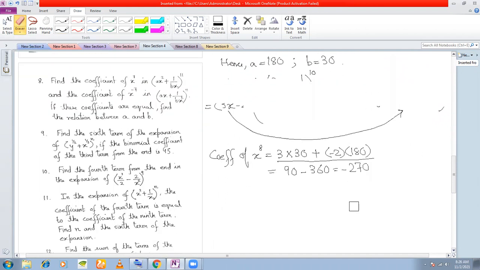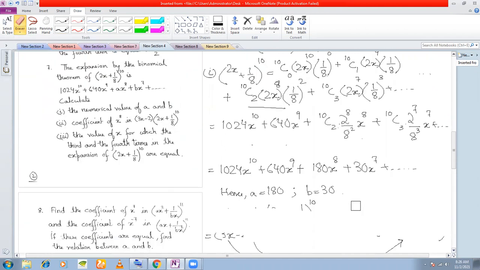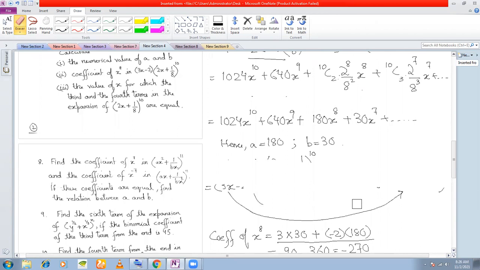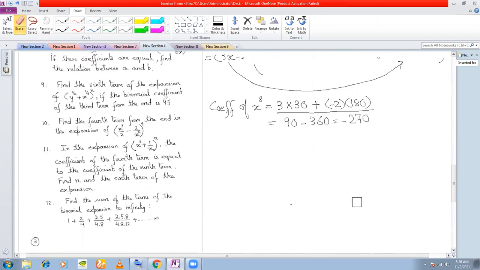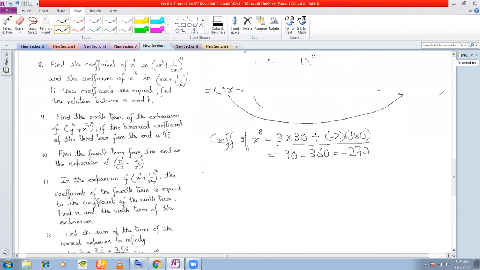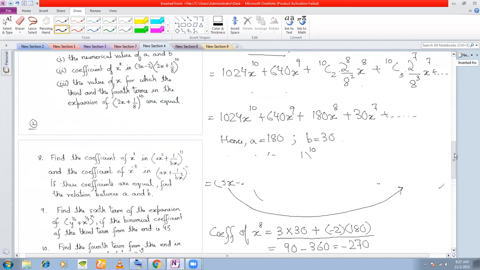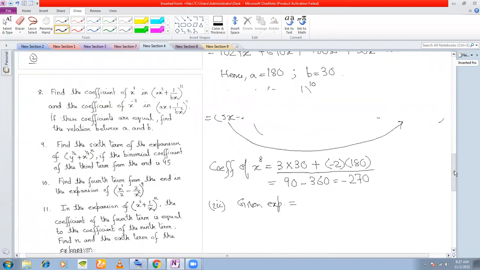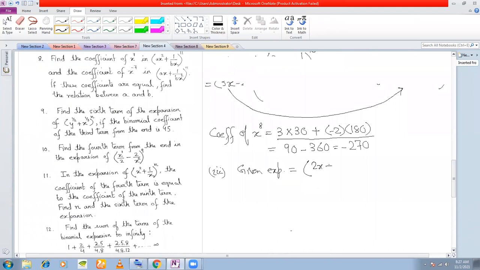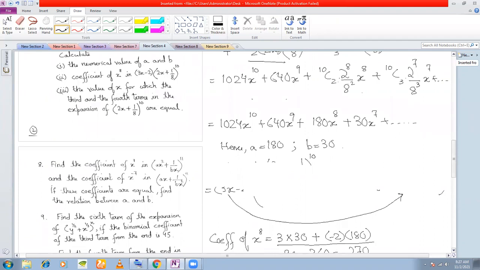Okay, let's do the next part instead of erasing. Number 3, the value of x for which the third and fourth terms in the expansion are equal. Okay, so you have another binomial given here, (2x plus 1 by x) to the power of 10. Now they are asking what should be the value of x for which the third and the fourth terms of this binomial will be equal.